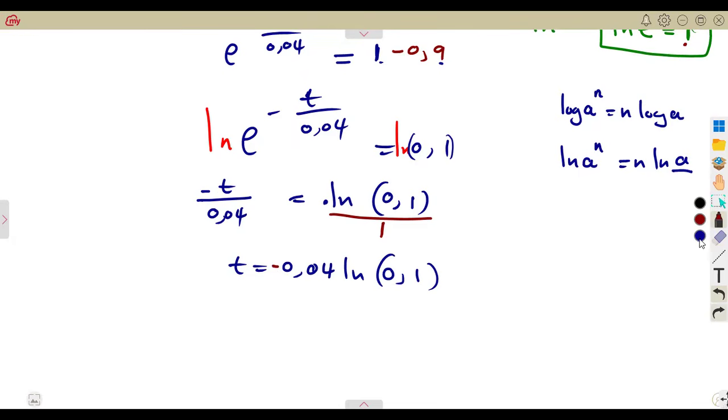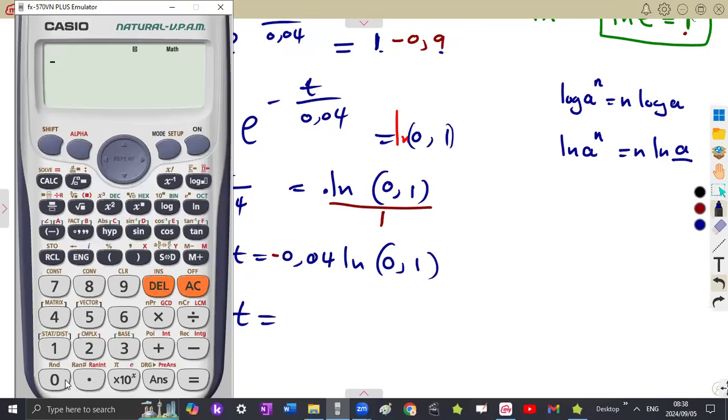So that's it, guys. You and your calculator there. So t is equal to what? Minus, this is just you and your calculator. You can even simplify this on your calculator. So you're going to have minus 0,04 times the ln of 0,1, close the bracket. You can even round off to 3 decimal places depending on your simplification. To 3 decimal places, it's going to be 0,092.